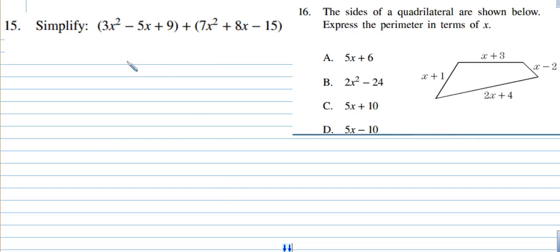Question 15. We have a trinomial and another trinomial, and if you look, now they're adding. Now this is the good one.